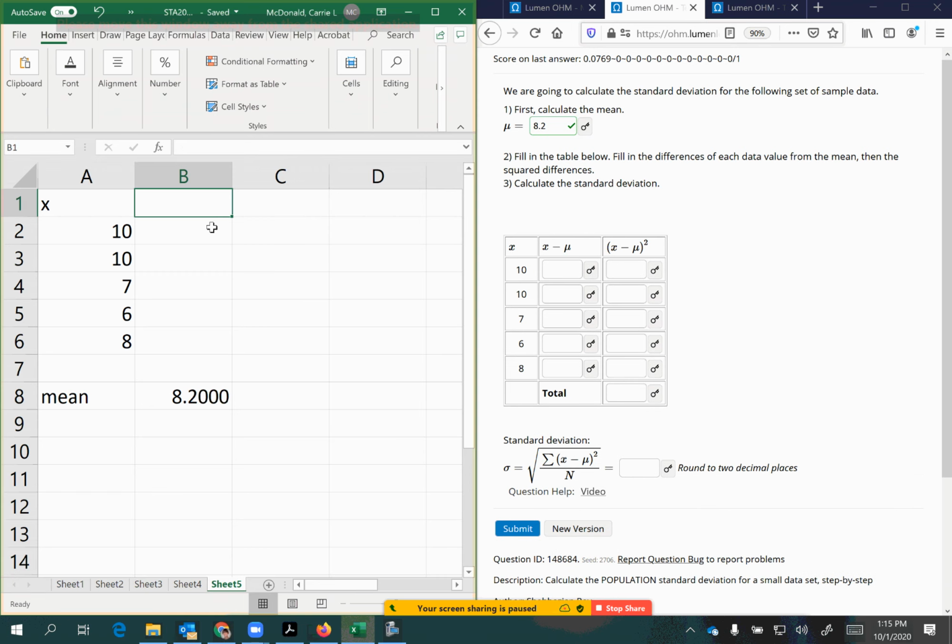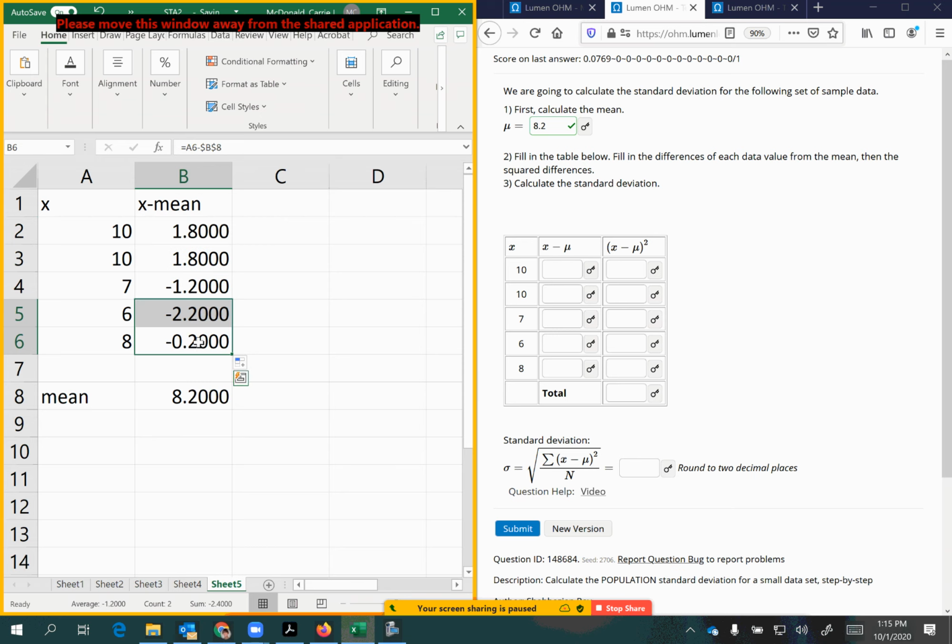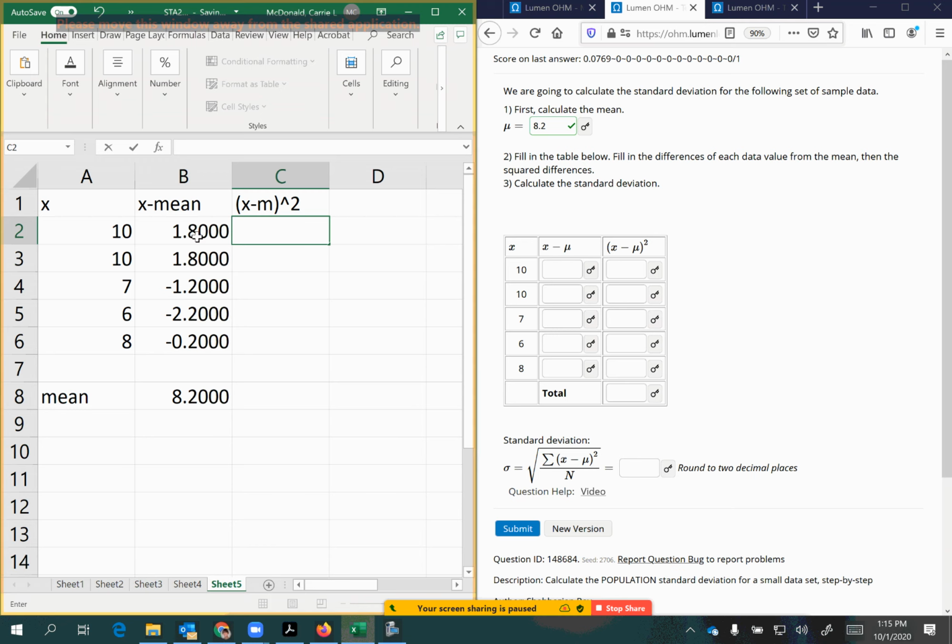Okay, from there we would go and do x minus the mean for each one of these. Take your x value and subtract the mean, F4 to make it absolute. You can also simply type in the number, and then we have the deviations. Now we want to take the deviations and raise them to the power of 2 to make everything positive. So we're going to take each individual deviation, raise it to the power of 2, and I can copy that down.